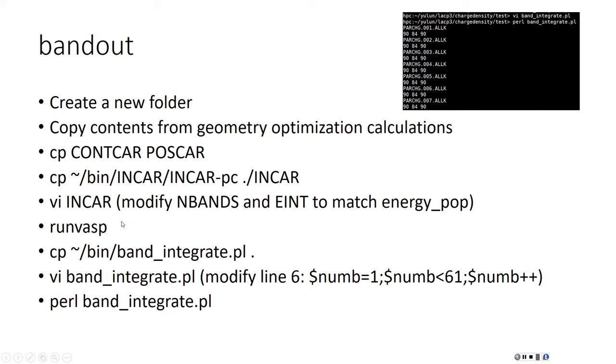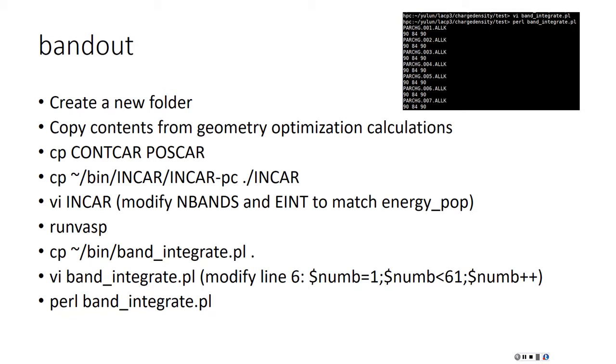After the calculation is done, we can use this command. Basically, we just need to change one line, line number 6. Here, the first one is the starting orbital, and the second one is the ending orbital. Finally, just run Perl to run this code.